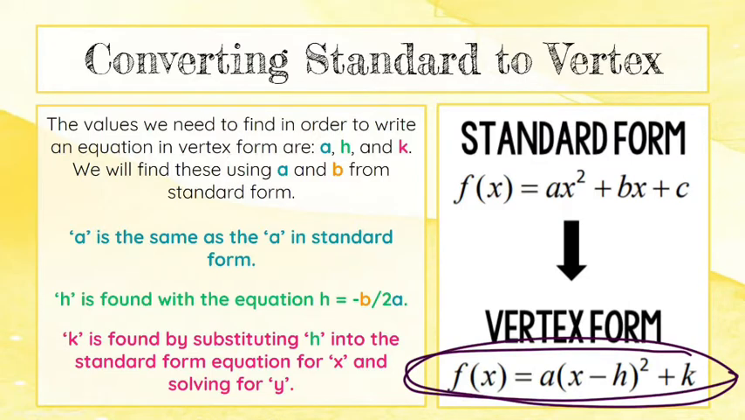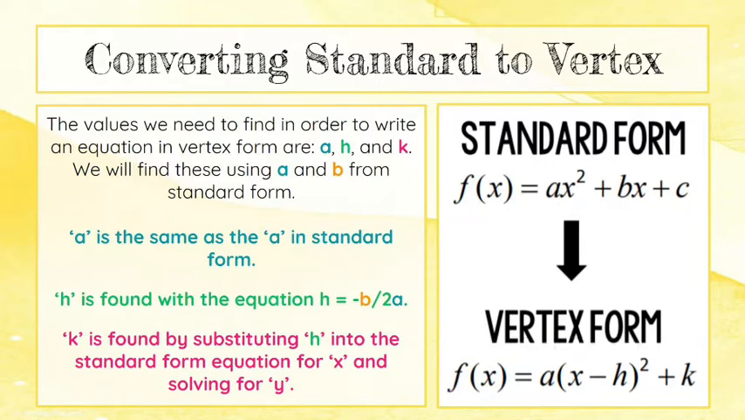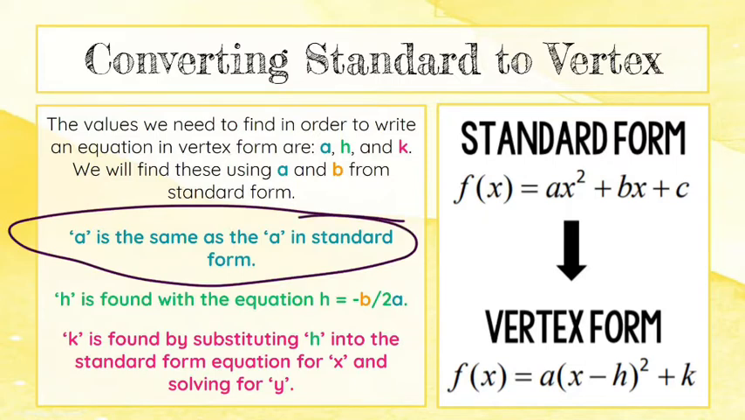And we start with standard form. So we will find those values using A and B from standard form. All right, it says A is the same as the A in standard form, so that's how we find this guy. H is found using the equation negative B divided by 2A, so that's how we find this guy. And then K is found by substituting H from this step back into the equation and then solving it. So we're going to repeat this a few times in examples.